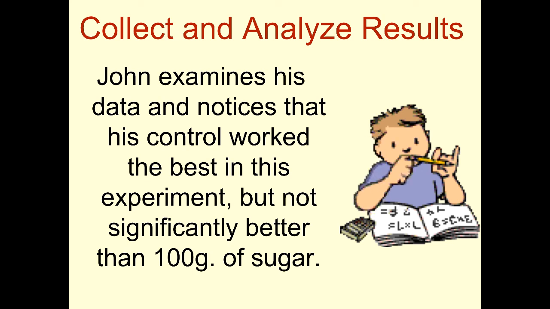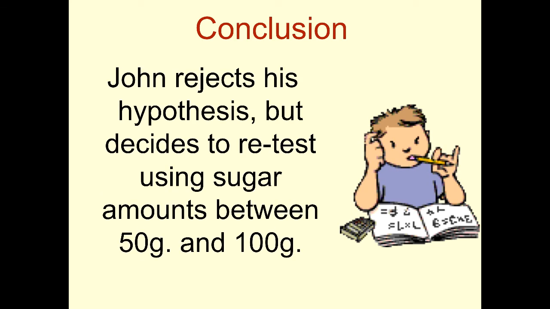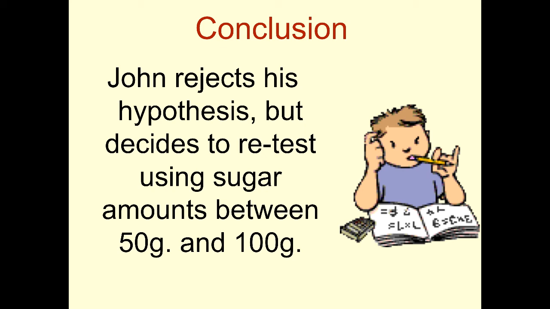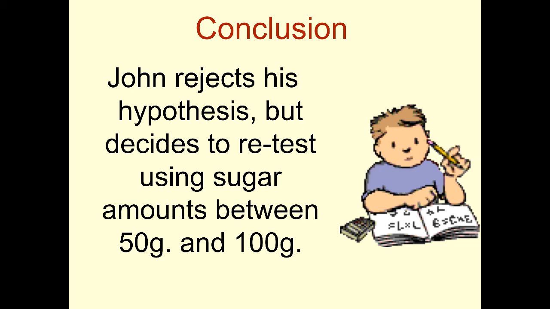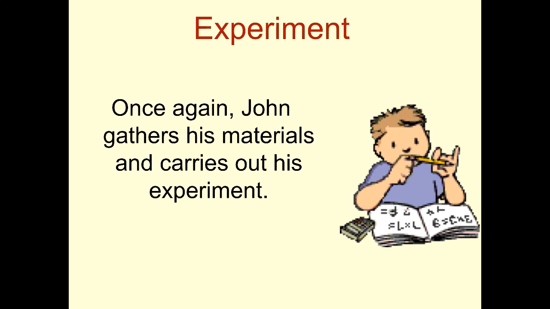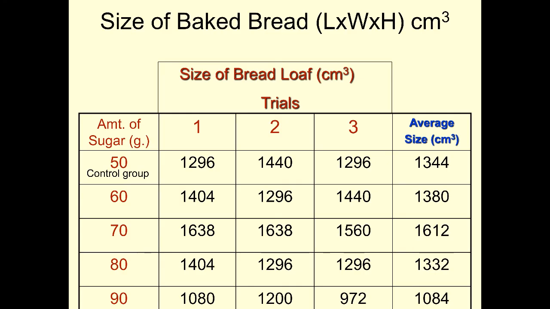He examines his data and notices that his control group was the best, but not really that much better than 100 grams. So he first rejects his hypothesis, because it's clear that more and more sugar is not necessarily resulting in bigger and bigger loaves of bread. But he decides that he wants to find out what's the best amount between 50 and 100 grams. And so he decides to look at various amounts between 50 and 100 grams. So he gathers his materials and carries out his experiments again. And these are the results.